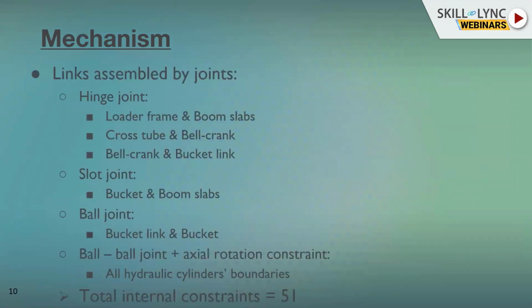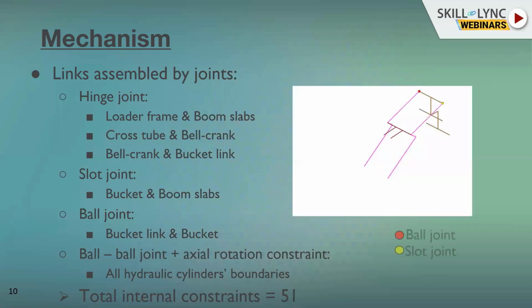Now let's look at the links, and how these links are assembled by joints. So these are the different joints which have been used, like a hinge joint, a slot joint, a ball joint. Let's look at them in detail. Now there's a hinge joint defined between the loader frame and your boom slabs. So this is the ball joint and a slot joint. In a previous slide, we saw that a hinge joint essentially can be modeled using a combination of a ball joint and a slot joint. Let's look at the next joint.